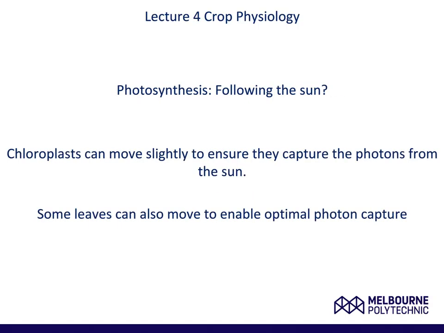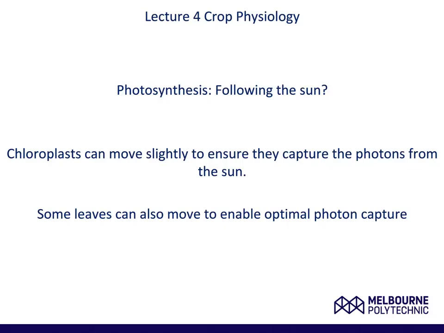In order for a plant to optimize or get the most out of photosynthesis, it would ideally follow the sun through the day. So scientists a long time ago asked the question, can plants follow the sun? Well, in a way that humans can follow the sun, plants can't. They can't get up and move. But they do have mechanisms that enable them to optimize the sun and capturing of the photons. The chloroplasts, for example, can move very slightly. They can orientate themselves slightly to capture the photons from the sun.